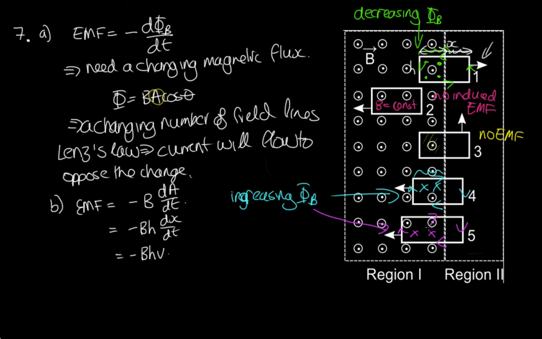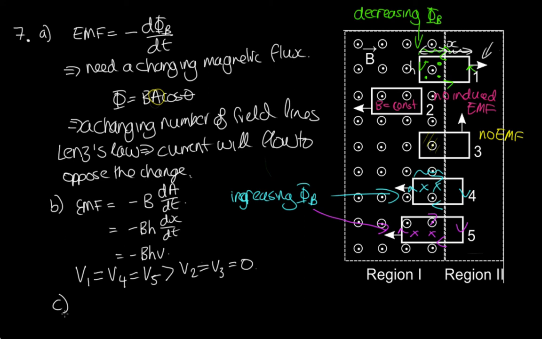And so from that logic, Bhv is the same for 1, 4 and 5. For 2 and 3, we've said that there is no induced EMF because the B isn't actually changing. So this A is the area within the field, and that is not changing for 2 and 3. So we have that the EMF, let's call it V1, is the same as V4, is the same as V5, and all these EMFs are greater than V2 and V3, which are equal to 0.